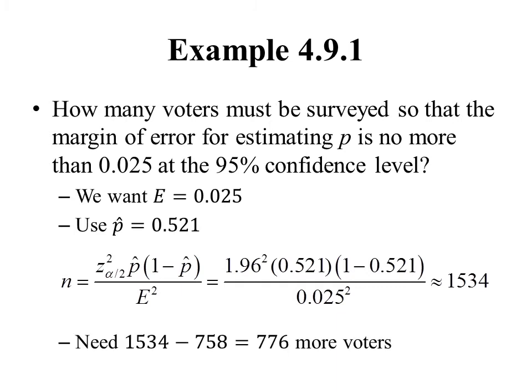So remember, we had already surveyed 758 voters. So if we subtract that from the 1,500 we need, we see that we need to survey about 776 more voters. So in other words, we need to roughly double our sample size to get this smaller desired margin of error.